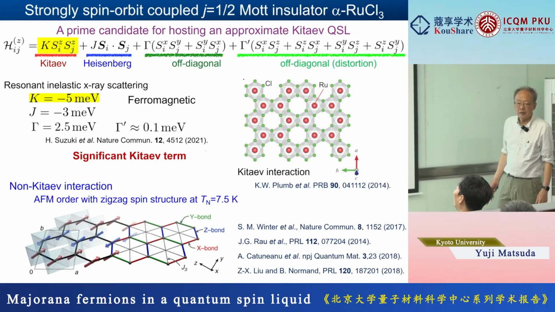10 Tesla should correspond to a Zeeman energy of about 10 Kelvin.